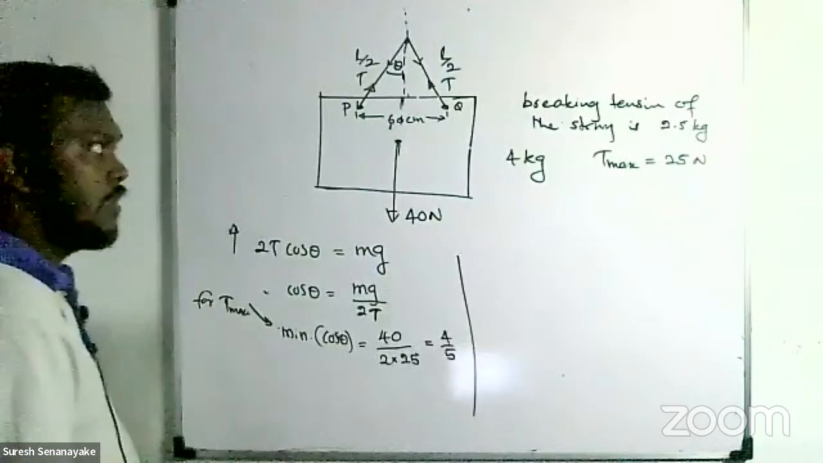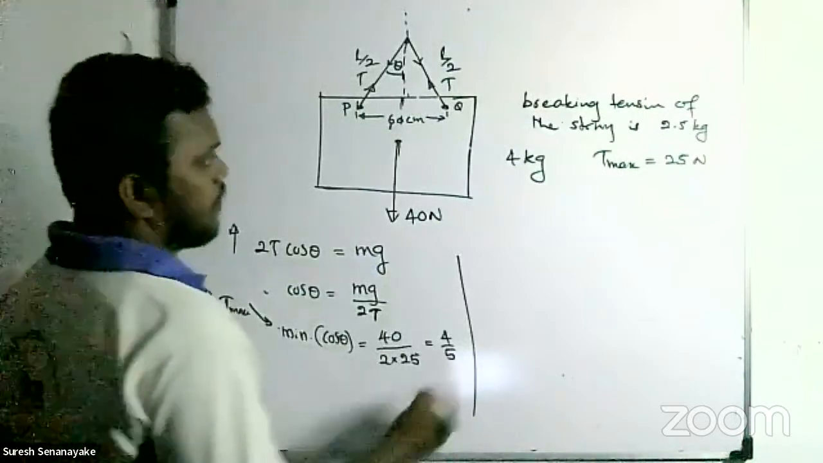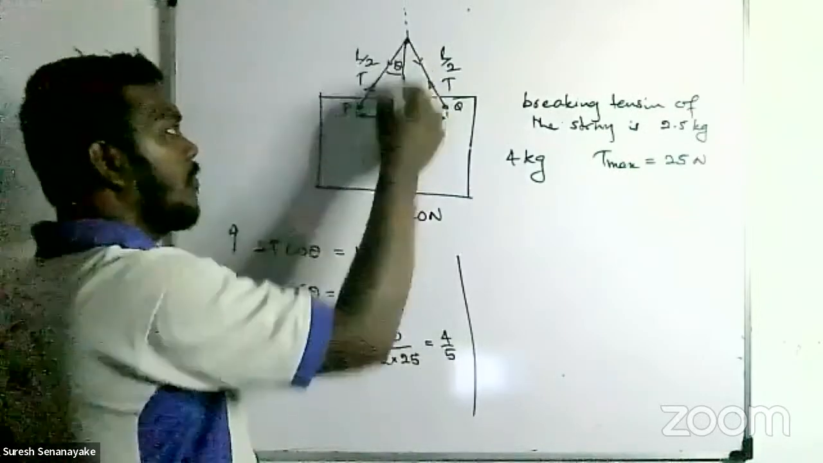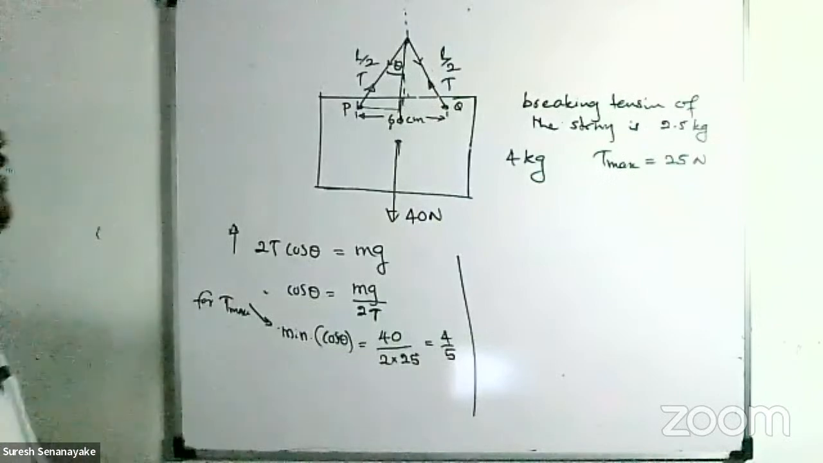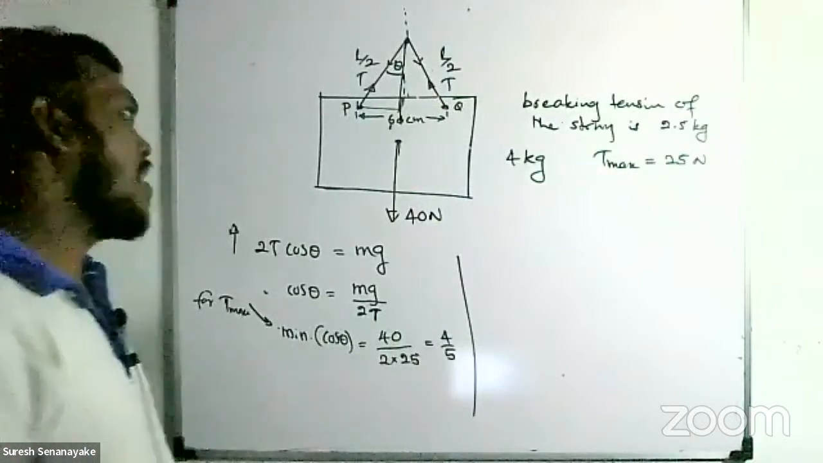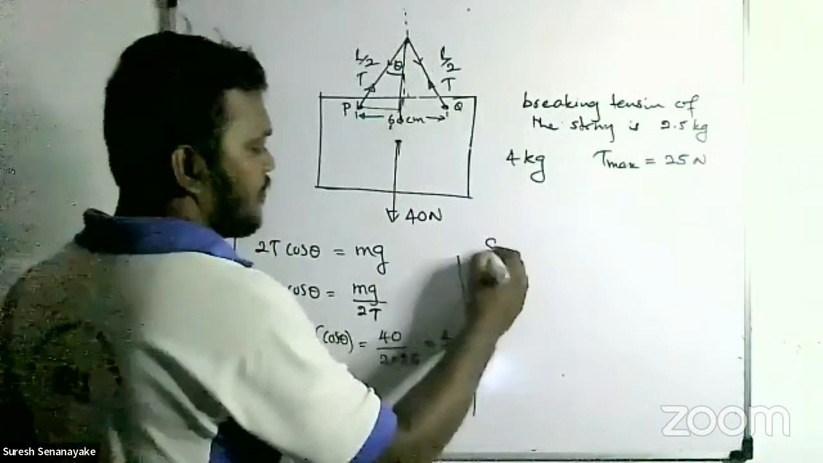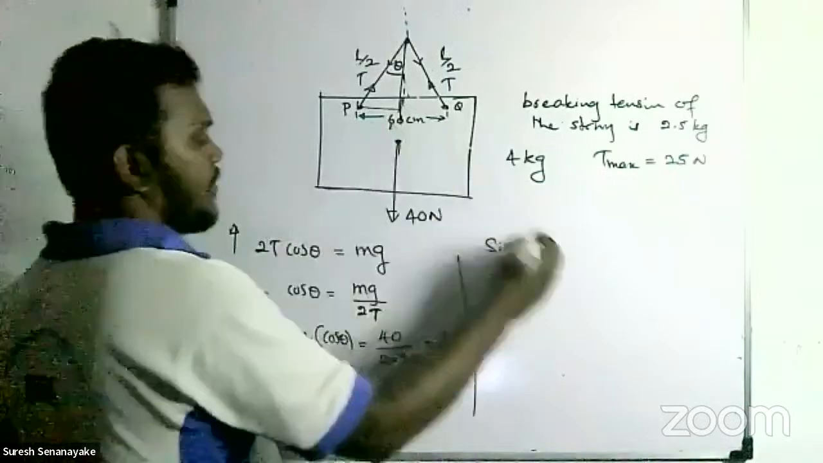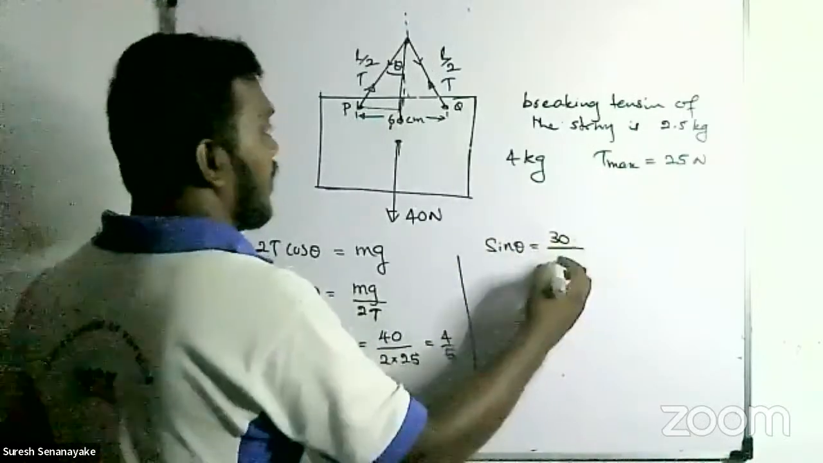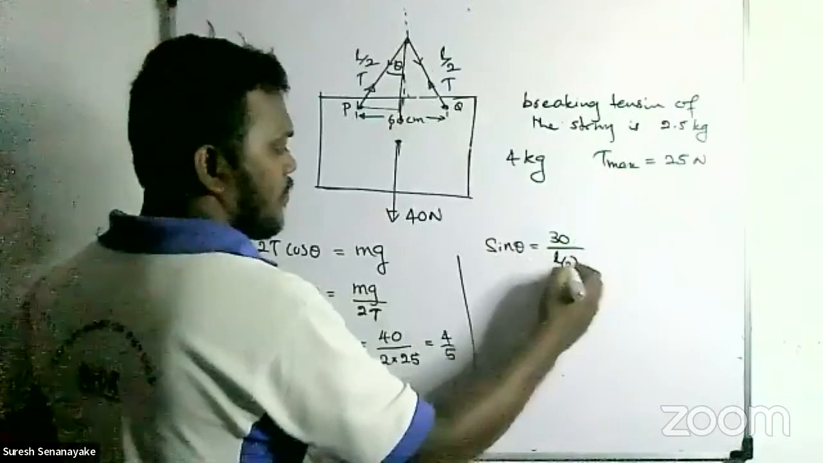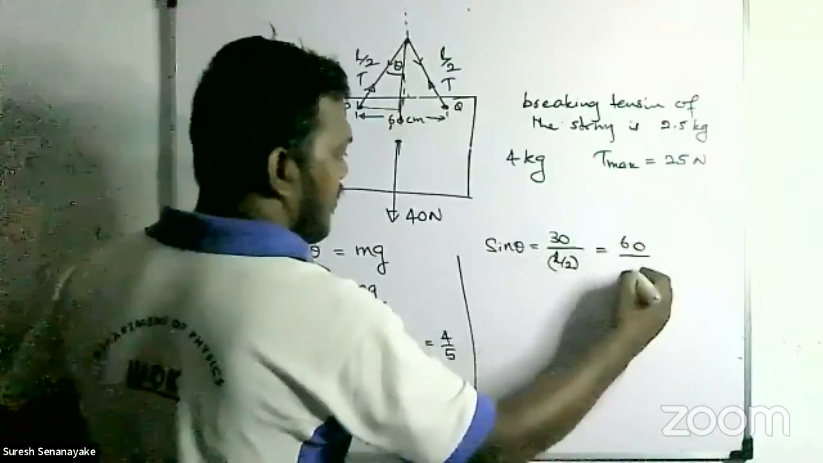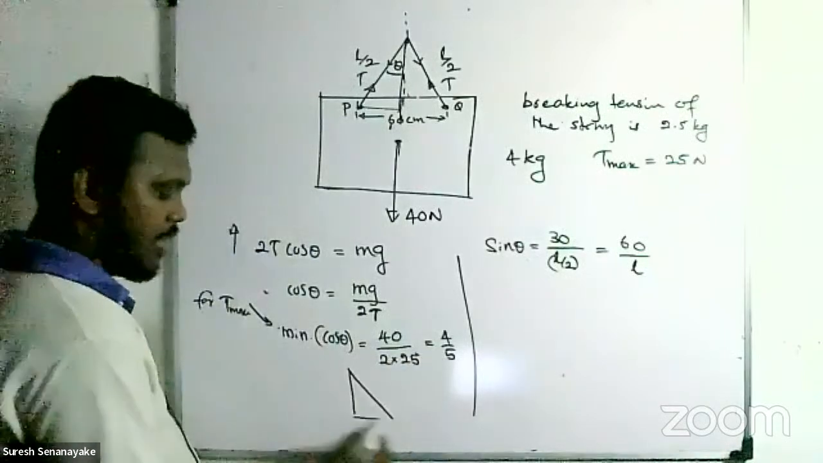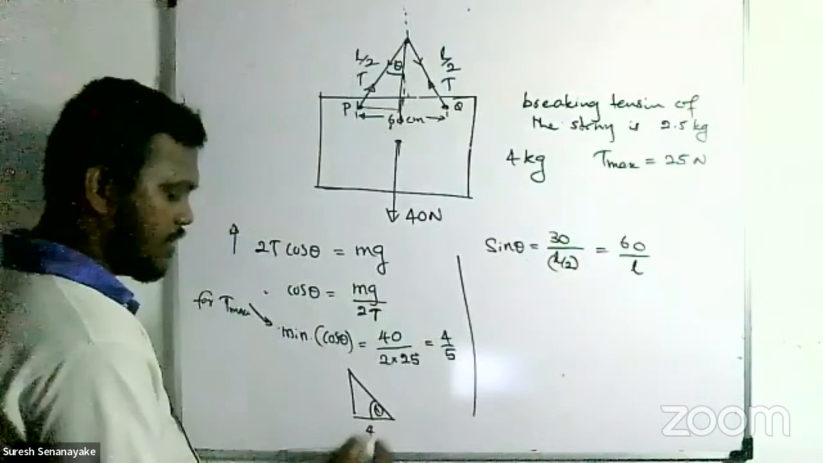Right. So then in this triangle you can write sine theta equals 30 centimeters, half of 60, divided by L over 2. So that is 60 over L. So cos theta, you know that. You draw the triangle like this, theta is there, cos theta is 4/5.